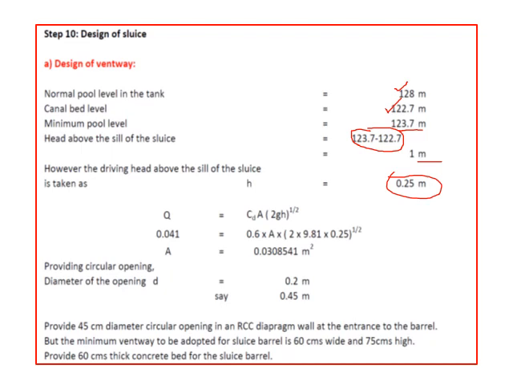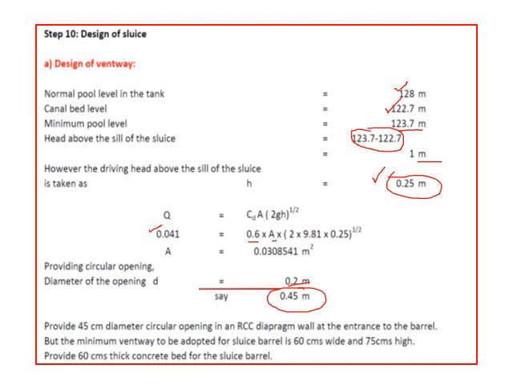So the discharge is given as Cd A root 2gH. The discharge is 0.041, which we have taken. 0.6 is the Cd, A is the area of the vent, and H is the driving head, which we have taken for the sluice as 0.25 meters. Now we got the area, so providing a circular opening, we get the diameter as 0.2. However, we can provide 0.4 or 0.45 meters of circular opening, which will be done in an RCC diaphragm wall, which will be kept at the entrance of the barrel.